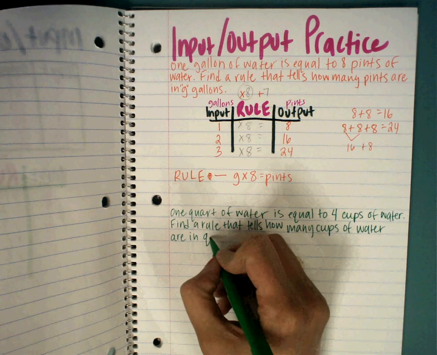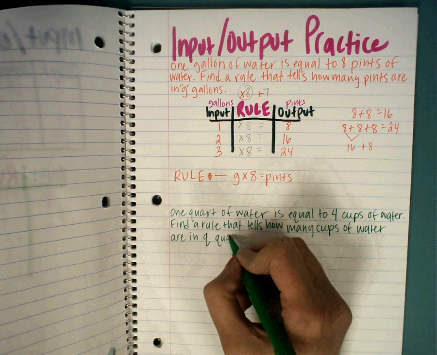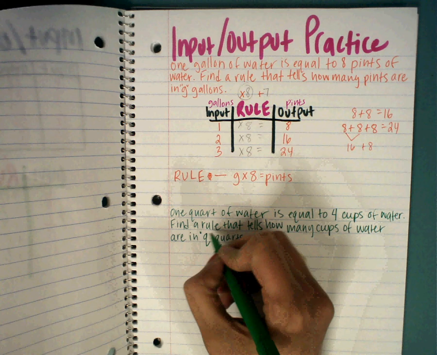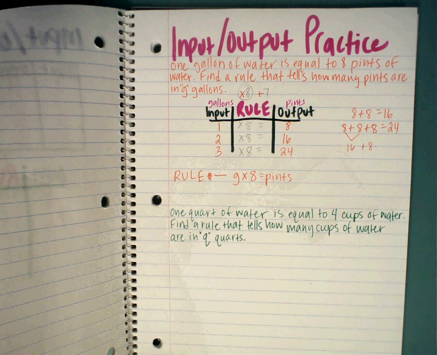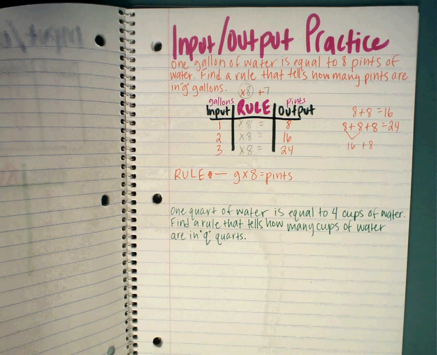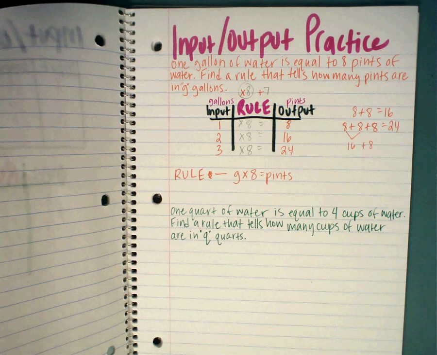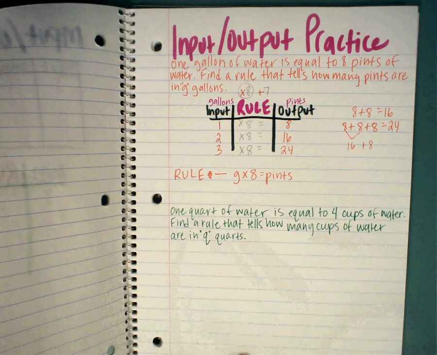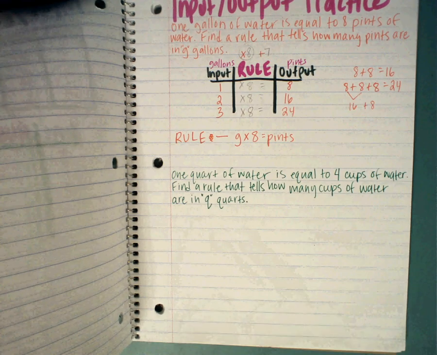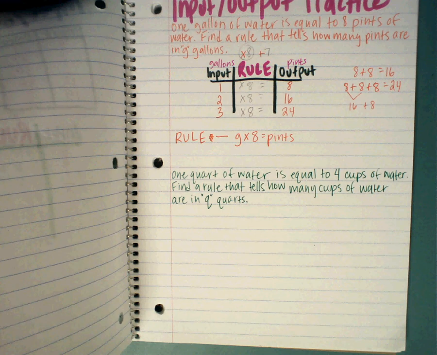Q is representing the number of quarts. That's all that means. Like G gallons, Q quarts, all that means is that we are trying to figure out how many cups would be in any number of quarts, okay? Same kind of thing here, guys. So I'm going to draw my input-output table.